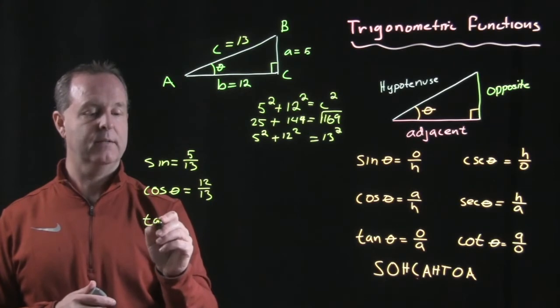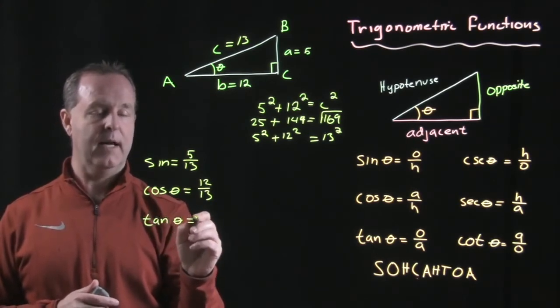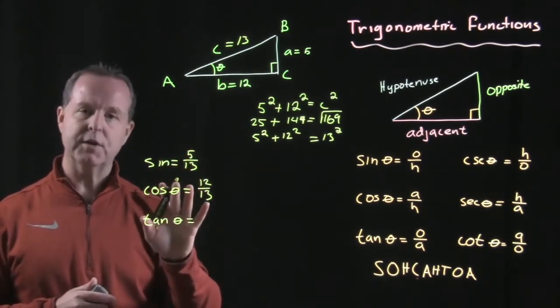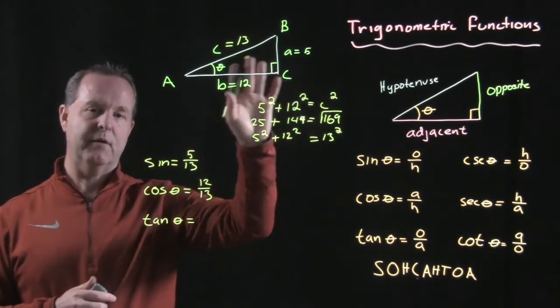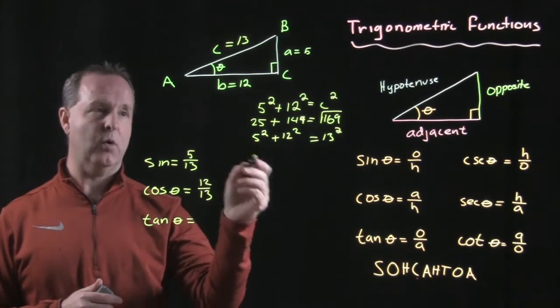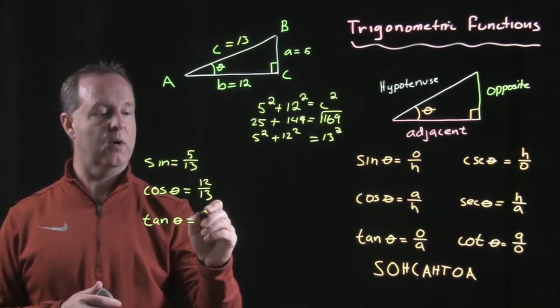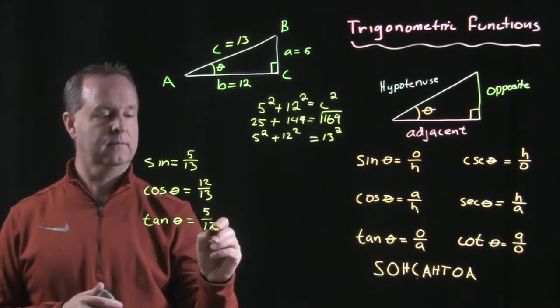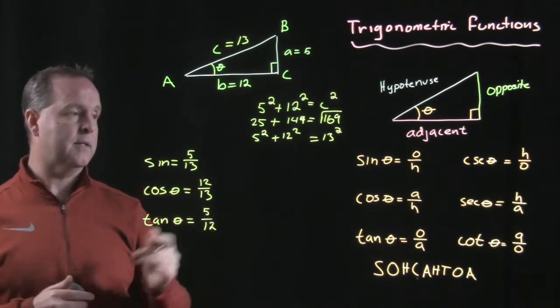The tangent of theta, again, these functions are just ratios of one length versus another length. So the ratio of tangent is the opposite over the adjacent, which is 5/12. So we got 3 of them done. Let's do the other 3.